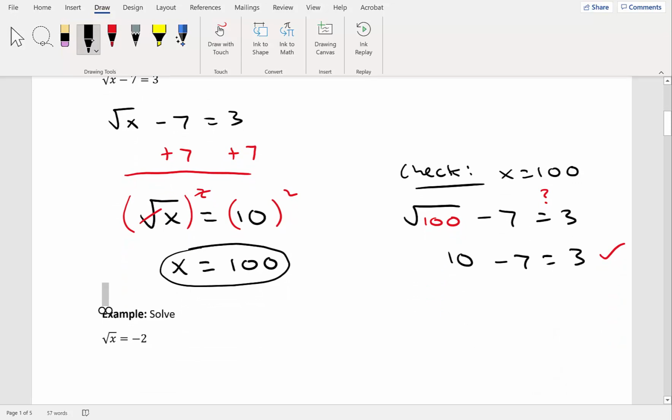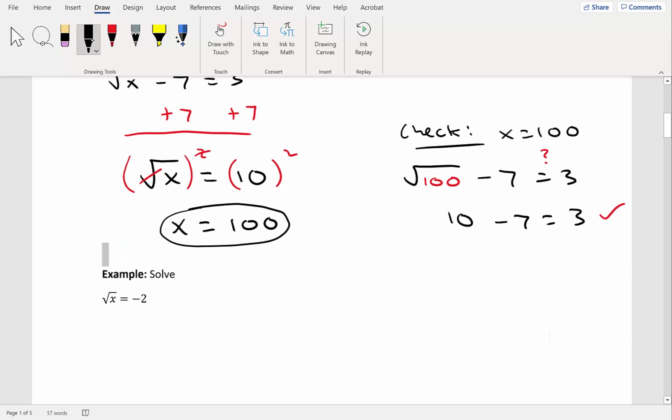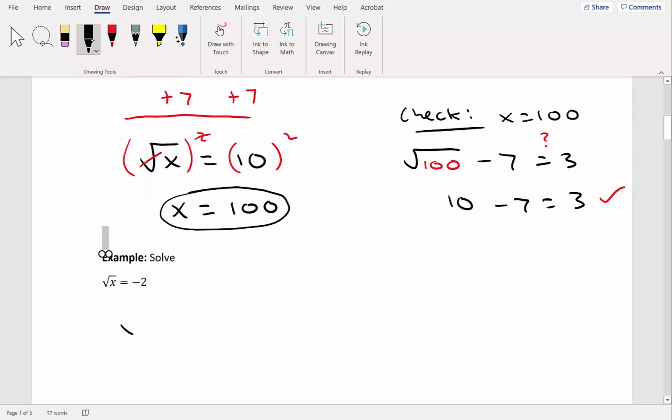Let's take a look at another problem. Solve. Square root of x is equal to negative 2. Well, now in this particular problem, my radical expression is already isolated. My square root is already by itself. So I can begin by raising both sides to the second power. So now my square root and second power cancel out with each other. I get x is equal to positive 4.